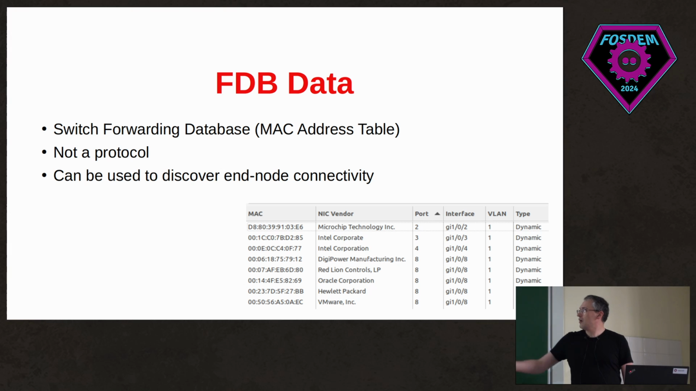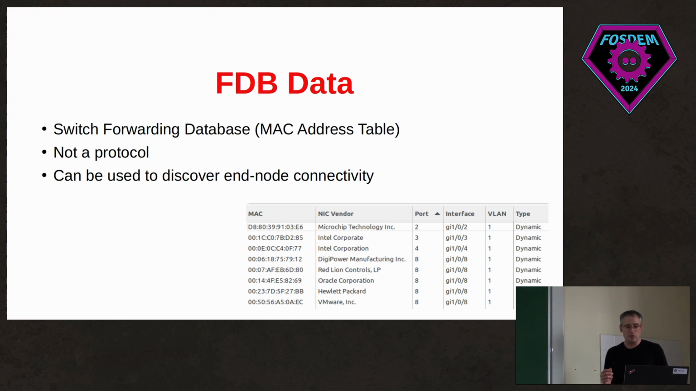And this is a MAC address table example, and we see that the first 3 ports have only one MAC address, so we can assume these are end nodes connected. It's not some link between switches.